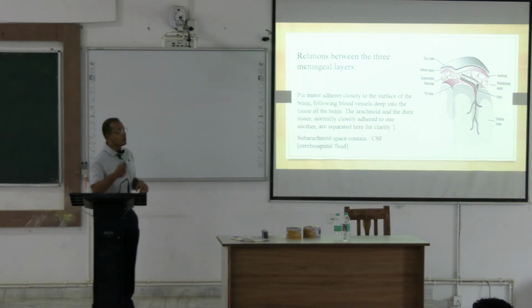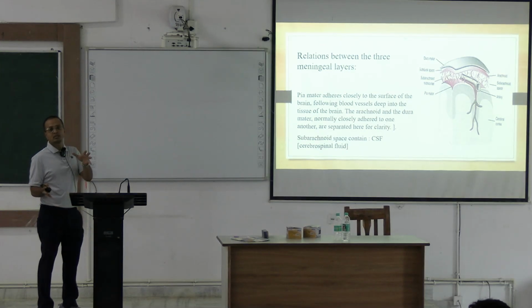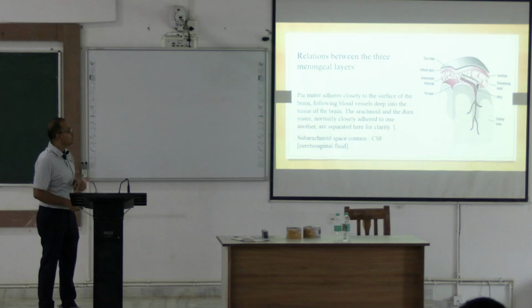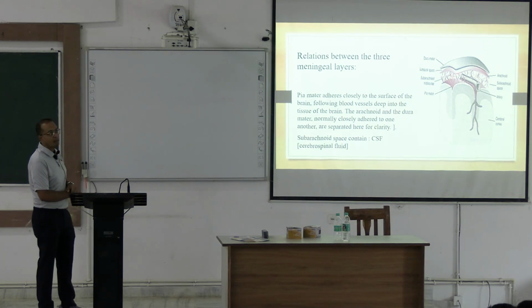Now this is what we are referring to here. This is a schematic picture, stretched out. In reality, we do not have that much space between them. So this is the skull bone, then we have the dura mater, then the arachnoid mater glued to it, then we have the pia mater.